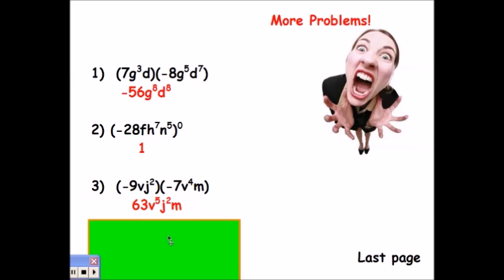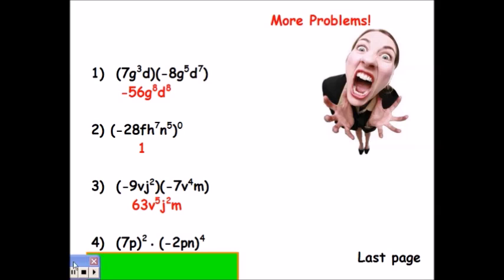Okay, again, this is all multiplication, so I can do it any order, any grouping. I'm going to do my numbers first. Negative 9 times negative 7 is positive 63. V to the 1 times v to the 4th is v to the 5th. J to the 2nd times nothing else is still j to the 2nd. And m times nothing is m. Next problem, press pause and then work it.